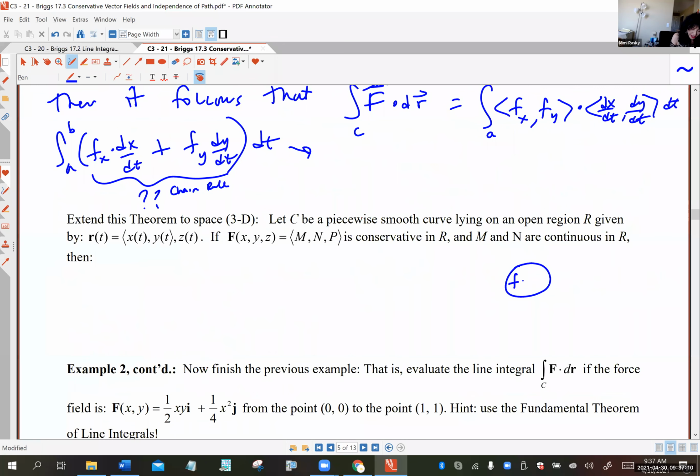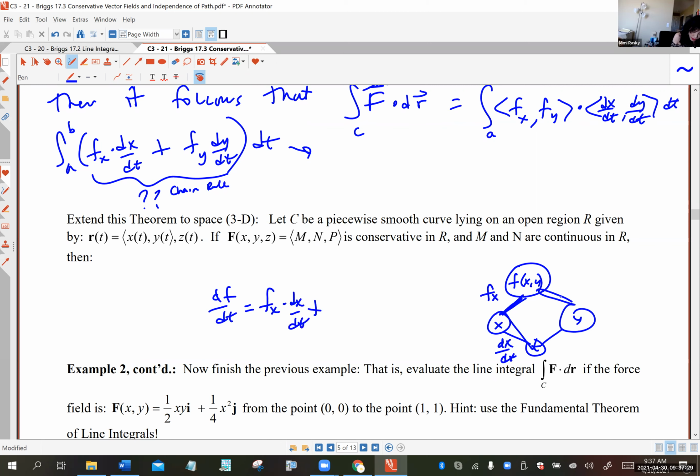Well, if you have a function f of x, y, and you've got your x and your y, and both x and y are functions of t, if I asked you for df/dt, you'd go down this branch, you get f_x, and then you multiply by dx/dt, plus, you'd go down this other branch, f_y, and then down this branch, dy/dt, right? Is this looking familiar to anybody?